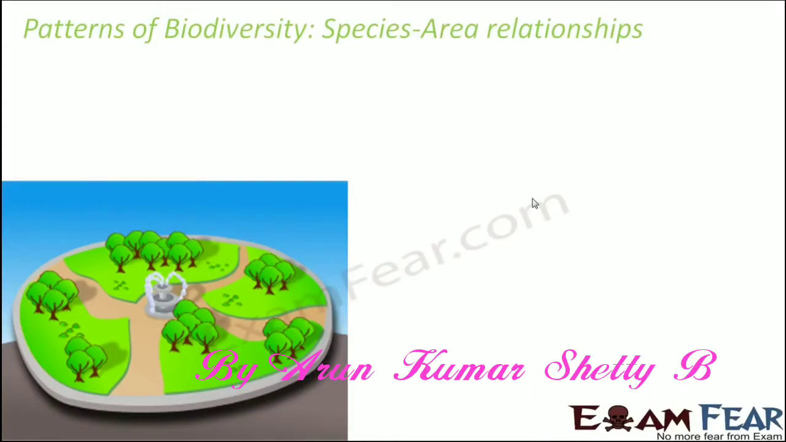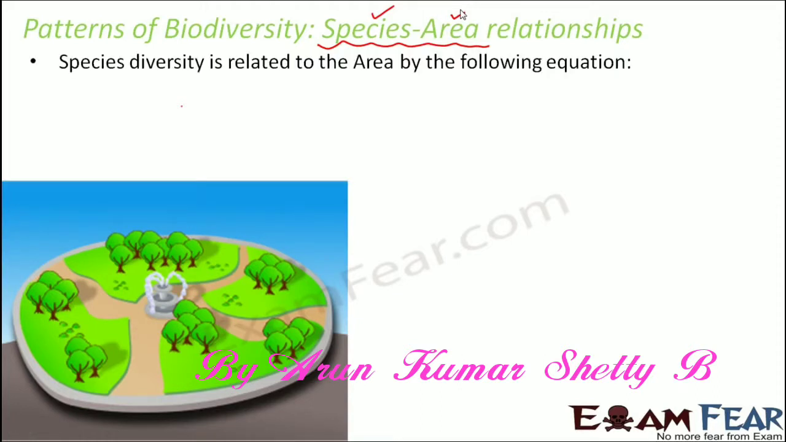Now the next pattern of biodiversity which we are going to talk about is species area relationships. As the name suggests, it is going to be some sort of relationship between the species and the area where they live in. So basically this will give us a relationship between species diversity and the area.